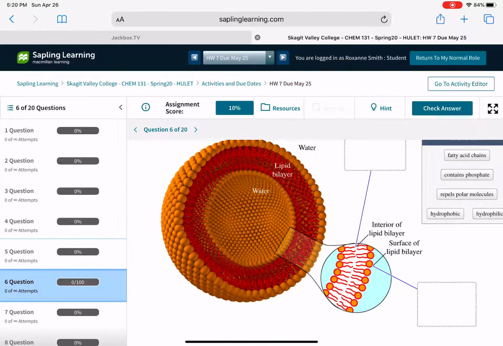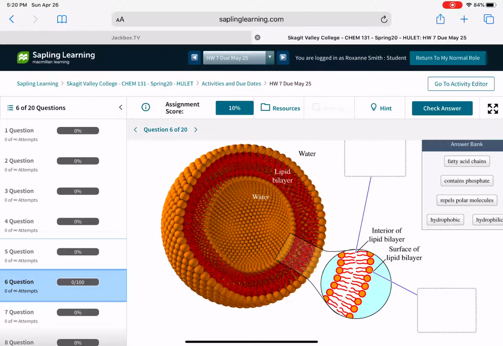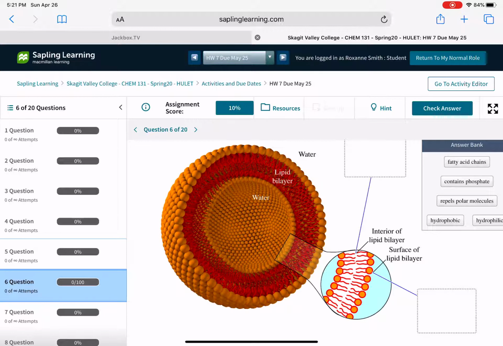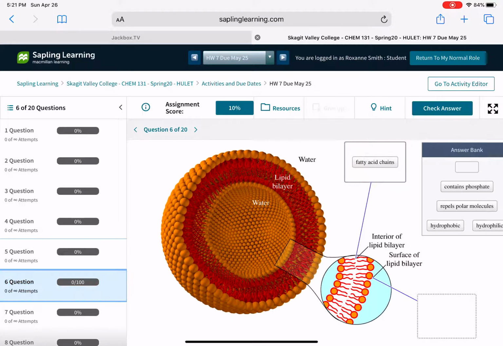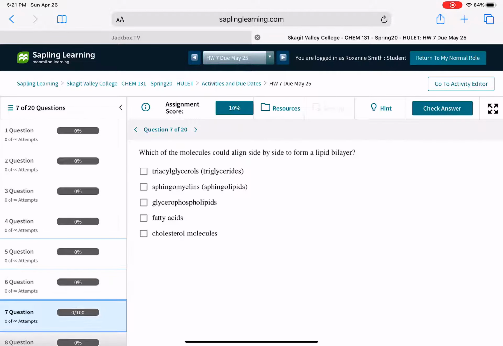So here's another cross diagram, and it's asking us some more questions about the lipid bilayer, hydrophobic and hydrophilic. Repelling polar molecules, that would be repelling water. Does that mean it's hydrophobic or hydrophilic? Contains the phosphate, we've already talked about that. The fatty acid chains, those are the tails. Looks like that box is pointing at the tails.